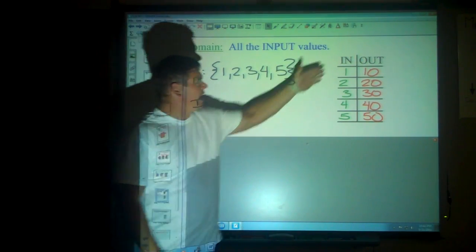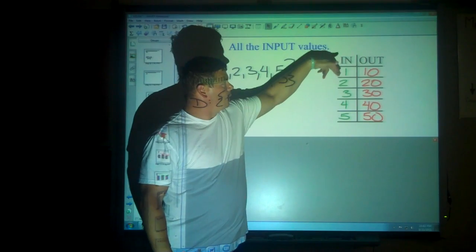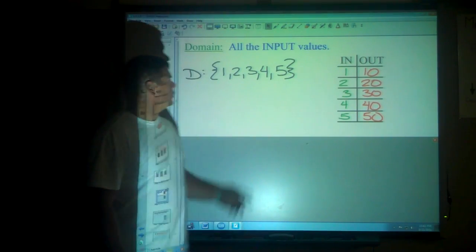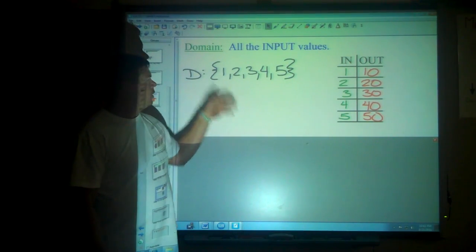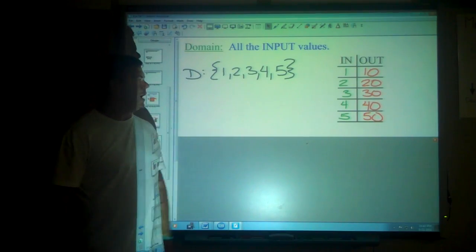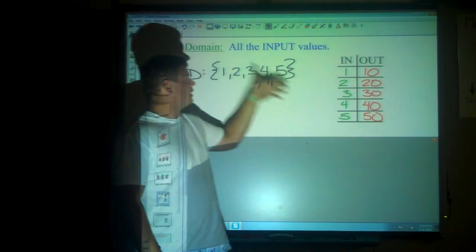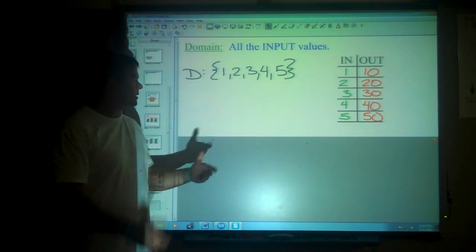If this changes, if it's now 1, 1, 2, 3, 4, you don't have to write 1 more than once. Once you've written down a number, it's already part of the domain. Even if it repeats itself, it's already there. You don't have to write it a second time.